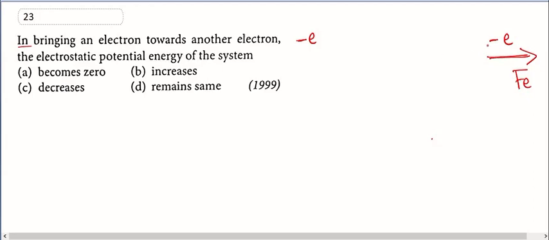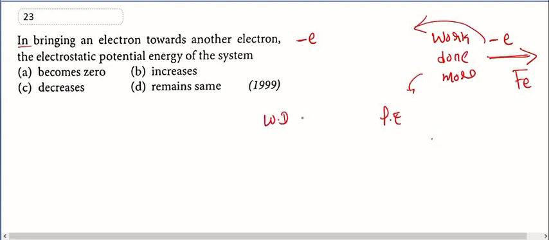Because of the electrostatic repulsive force, work is done. Okay, the work done is more. So work done is more, so what about the potential energy? Potential energy is the storage of the work done. Work done is more, so potential energy is also more. So which is the right answer? The potential energy of the system increases. Option B is the right answer for 23.